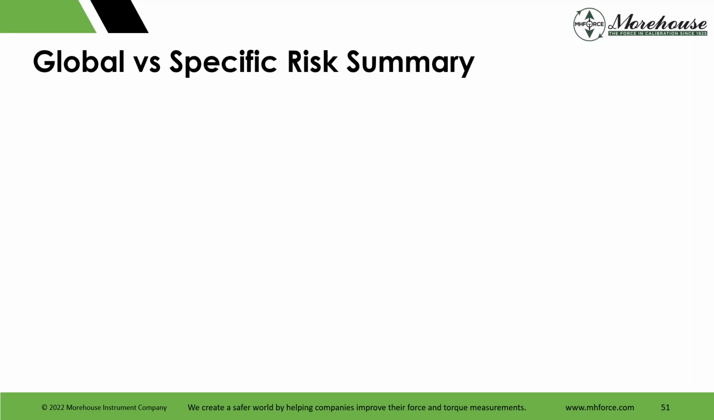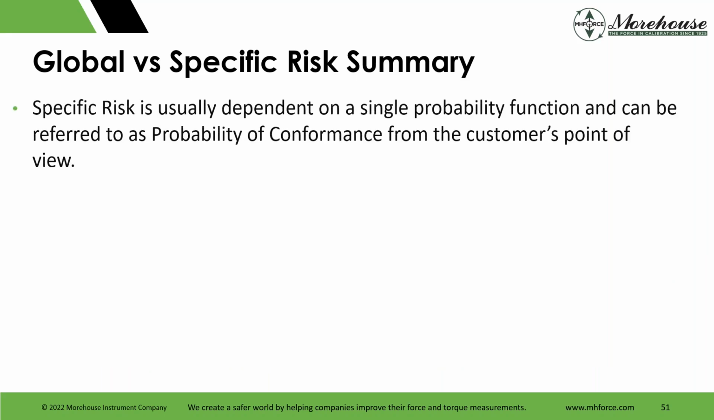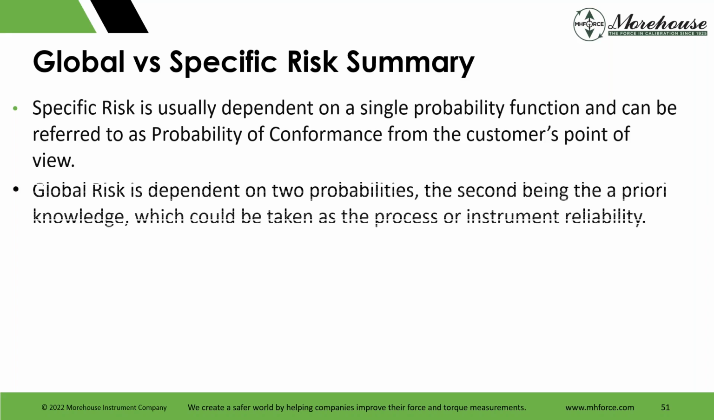But so, global versus specific risk summary. Hopefully you found the Star Wars examples something to take away. A specific risk is dependent on a single probability function and can be referred to as a probability of conformance from the customer's point of view. Global risk, kept hammering that one, depended on two probabilities, the second one being a priori knowledge, which could be taken as a process or instrument reliability.